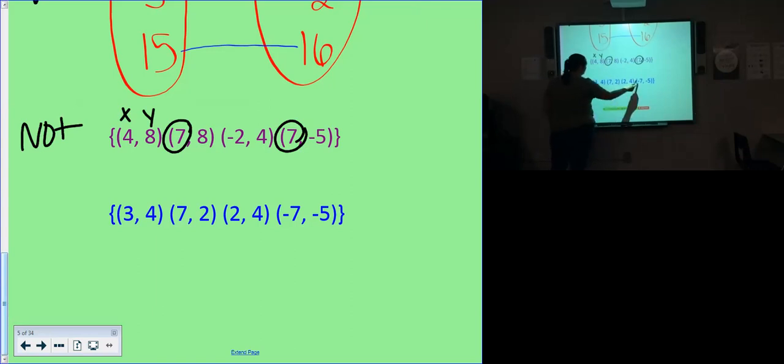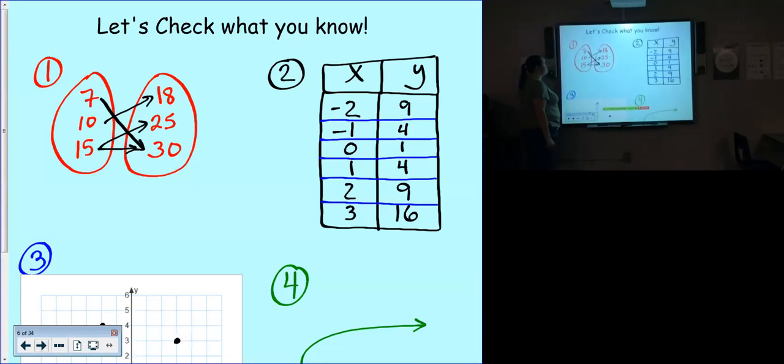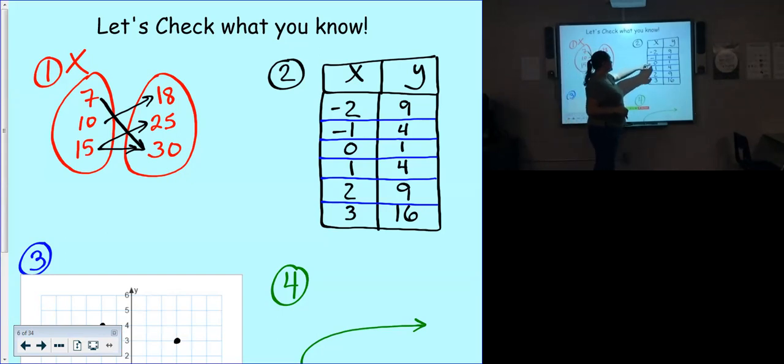3, 7, 2, negative 7. We can have 7 and negative 7, so that can be a function. All right, again, just a few more examples. I see here 15 has 2 lines, so number 1 is a no. Number 2, I got negative 2, negative 1, 0, 1, 2, 3. Those are all different numbers. Number 2 would be a yes.